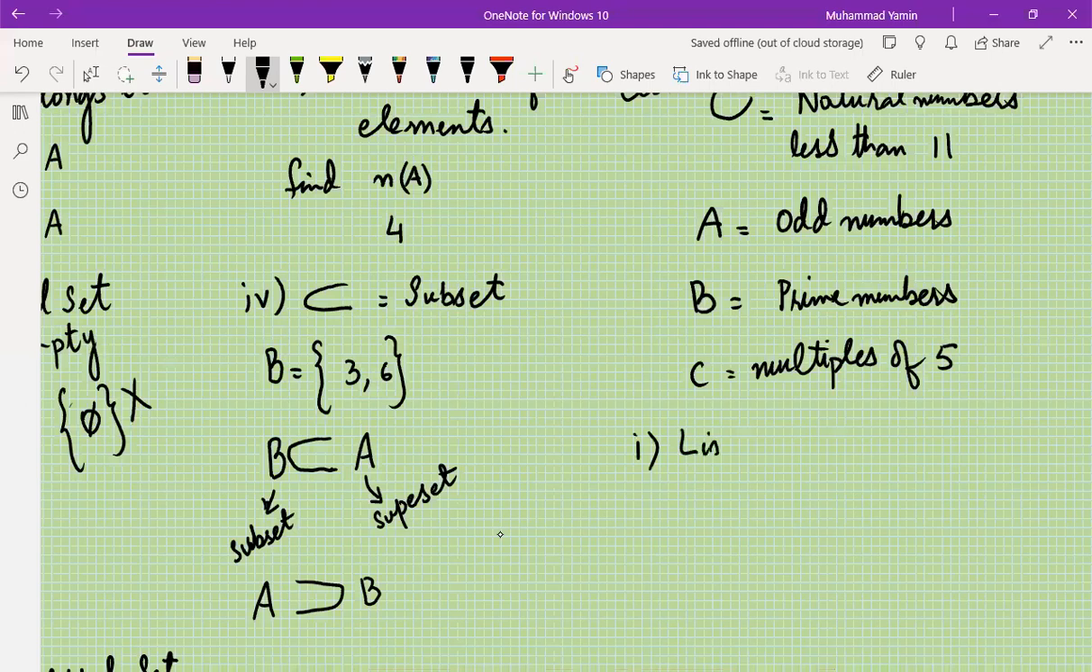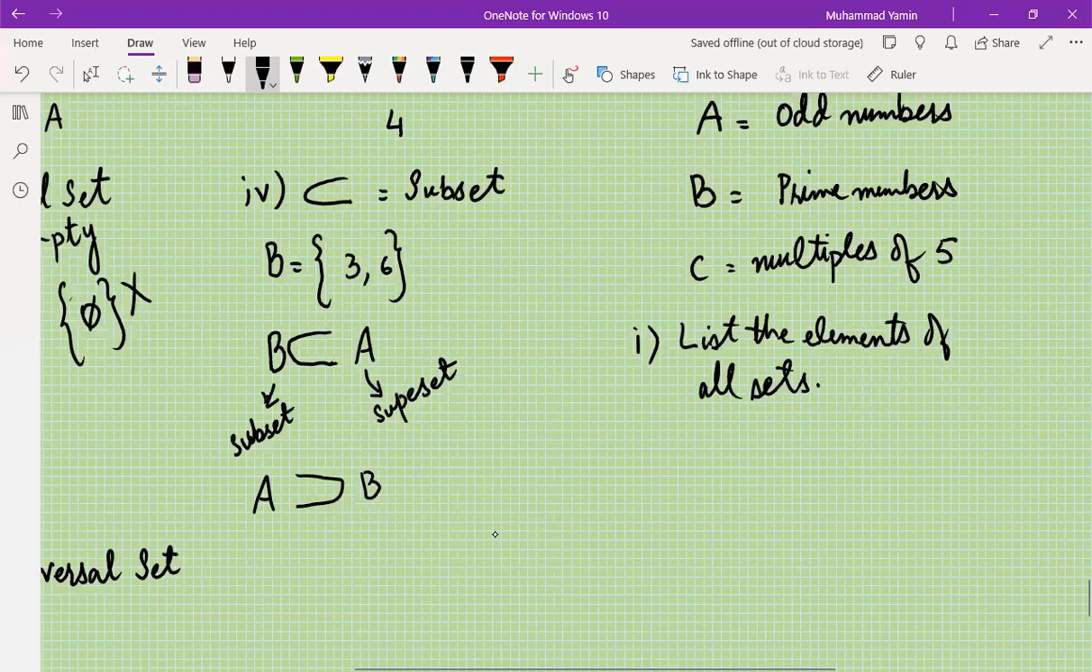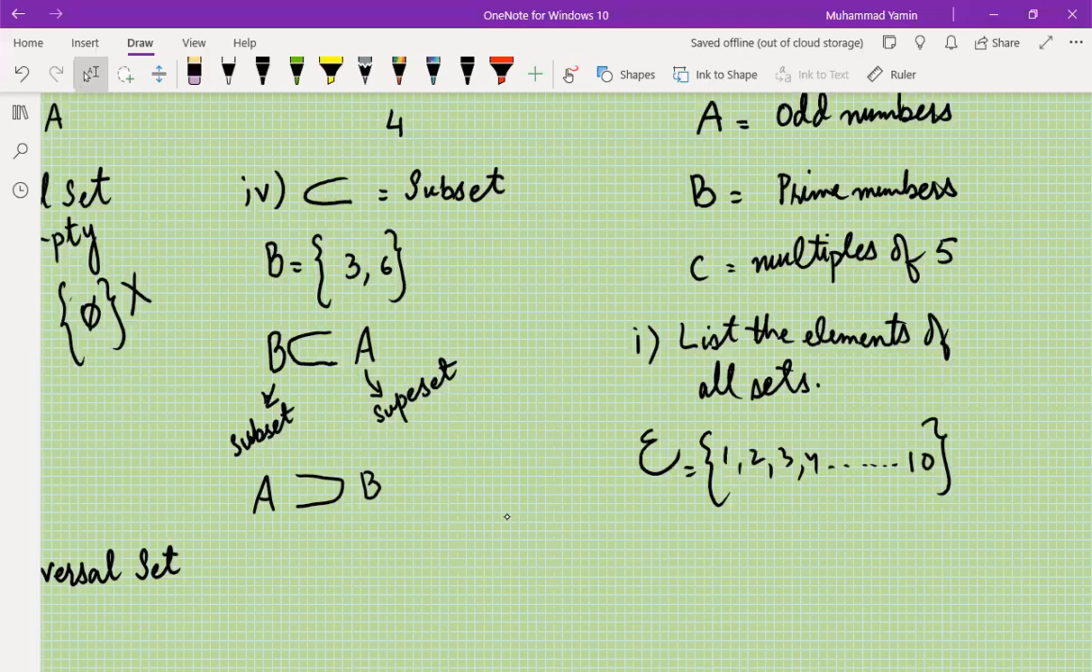List the elements of all sets. Listing means they are given in the description, but we don't exactly know what numbers are there. So we have to make them in a way that we can understand what values are there. For example, now the universal set will be natural numbers less than 11, meaning starting from 1, 2, 3, 4, till 10, because less than 11 means 11 is not included.